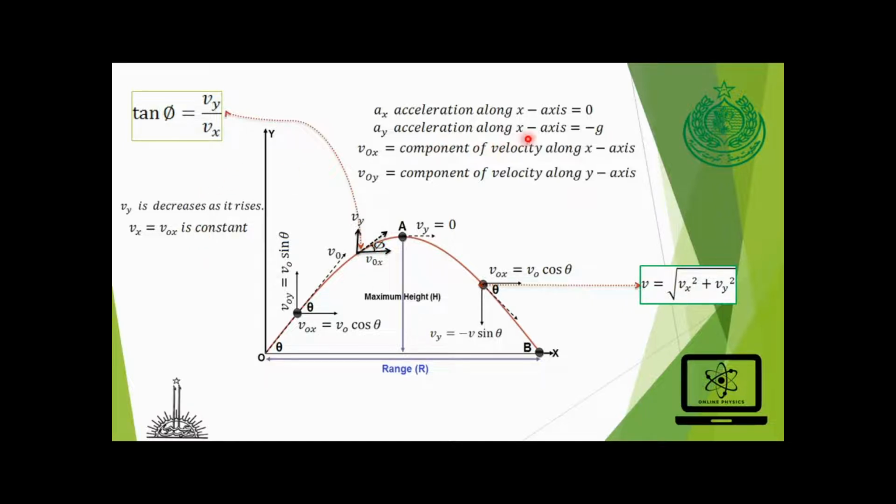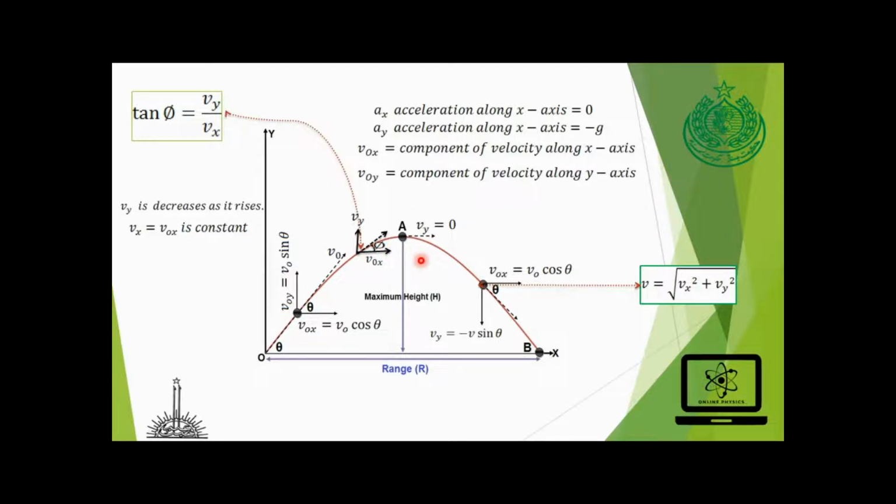Ay, the acceleration due to gravity acting along the vertical direction, is minus g. V naught y is the initial vertical component of the velocity. The vertical component of the velocity changes with time due to the constant downward acceleration. This is the whole diagram.